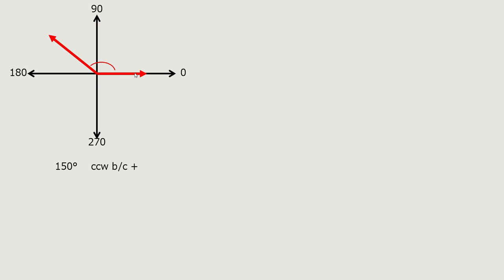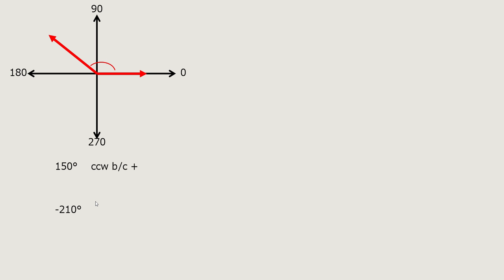And my initial side is on the positive x-axis. My terminal side is in the second quadrant, and then I have my directional arrow showing that I'm moving counterclockwise. So that red angle, the red movement, designates 150 degrees.